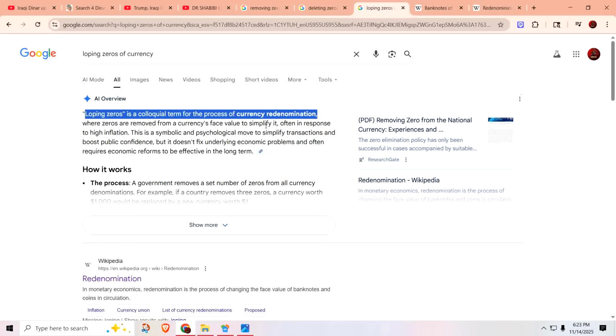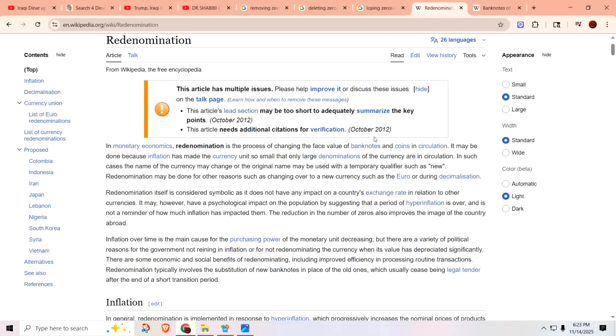So it's the same thing, all of them, whether it's a deletion, the removal, or the lopping of the zeros. There's no separation because people go, well, they might delete the zeros, but not do a lop. And they're all the same thing. It's called a redenomination. So what is a redenomination?